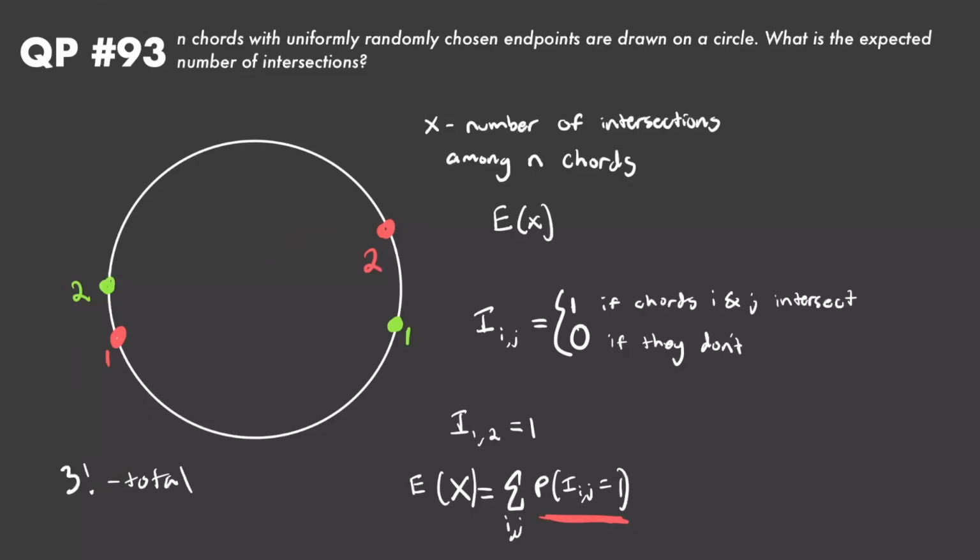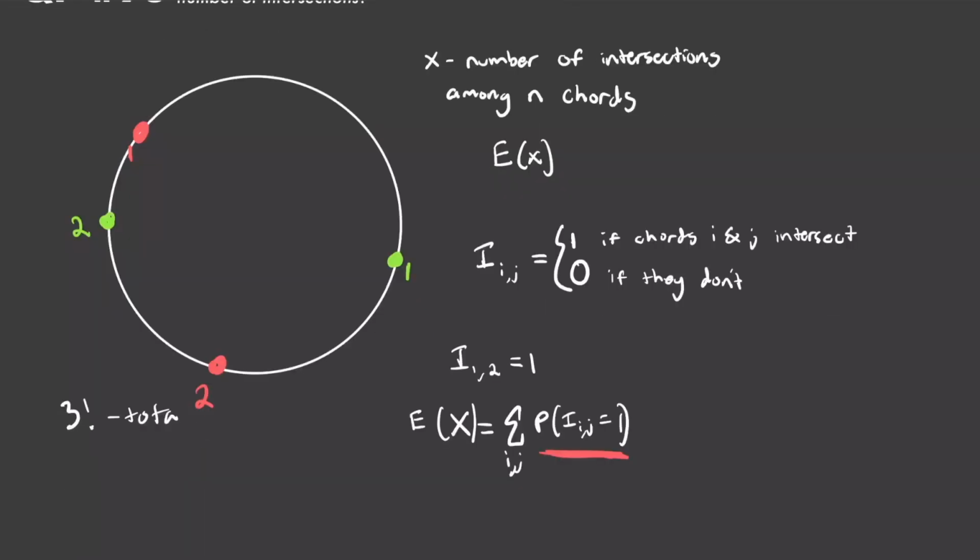Now, how many ways are there such that they are alternating, which will give us the intersecting chords? Well, I could either have it like they are arranged right now, where I have green 2 followed by red 1 followed by green 1 followed by red 2 if we're going around this circle counterclockwise, or I could have red 1 up here and then red 2 down here. So I'd have green 2, then red 2, then green 1, then red 1, right? So there are 2 ways that I could have this alternating pattern out of 3 factorial total ways that they could be arranged.